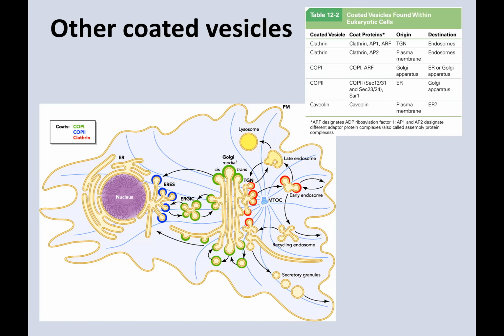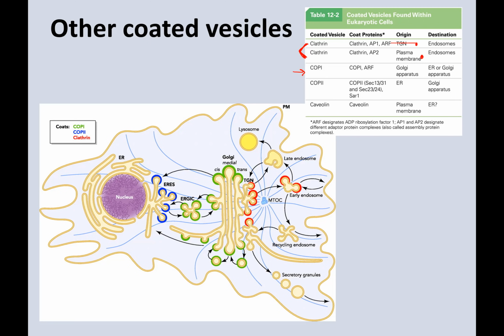All right, there are other coated vesicles besides clathrin. Table 12-2 in your book is a great one to keep on hand, unless you memorize all these guys. I like this image just because it kind of summarizes. We've talked about clathrin, and remember, clathrin can go from plasma membrane to endosomes, right? Endocytosis, or clathrin can also go from the trans-Golgi network to the endosomes. Okay, so they're in red right there.